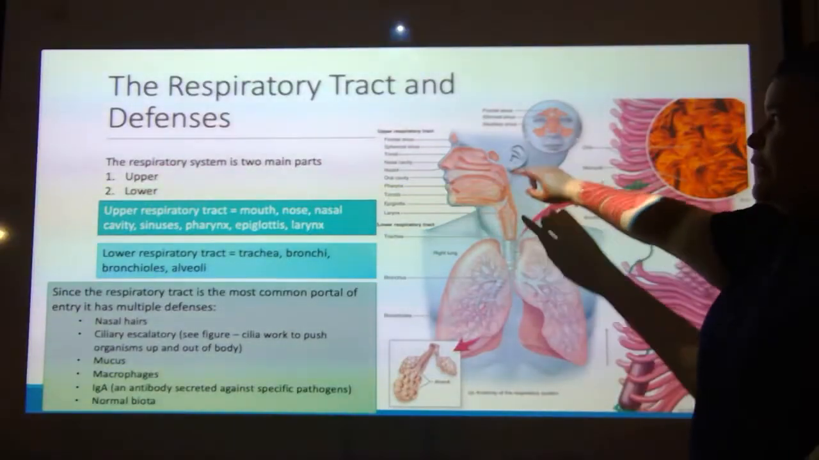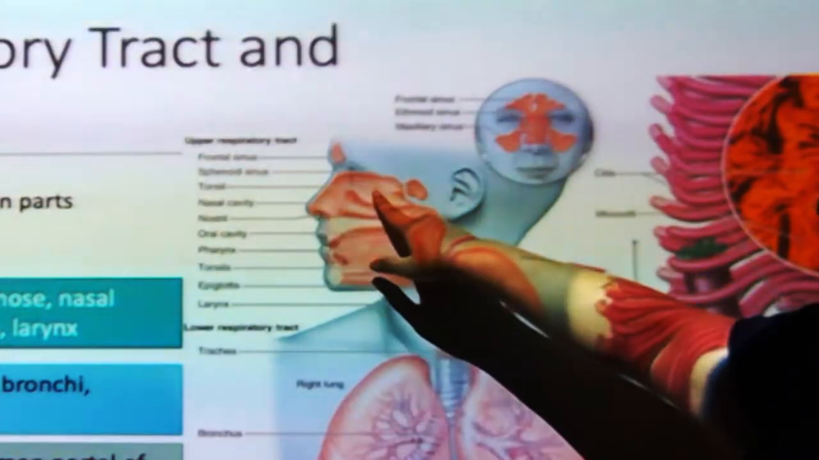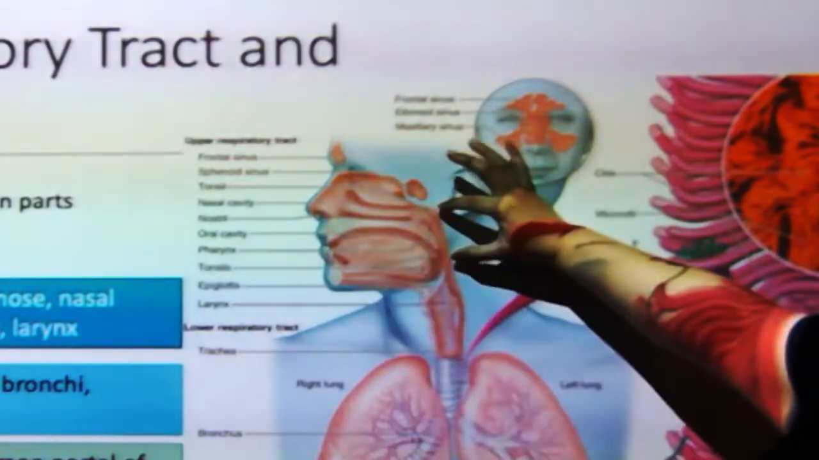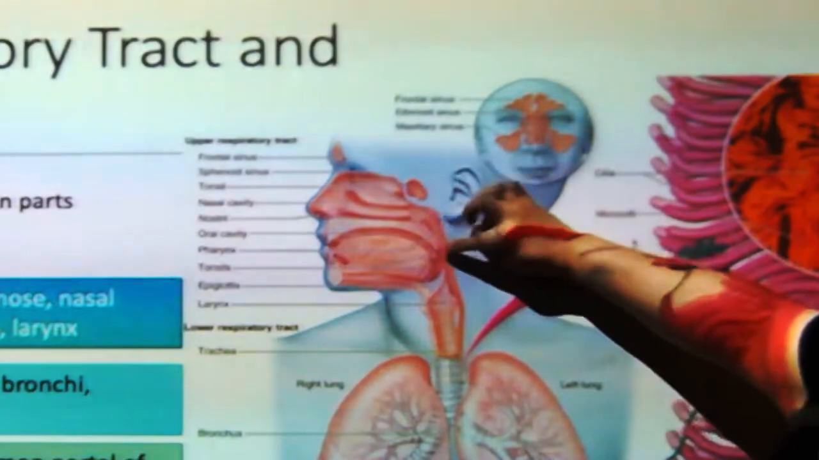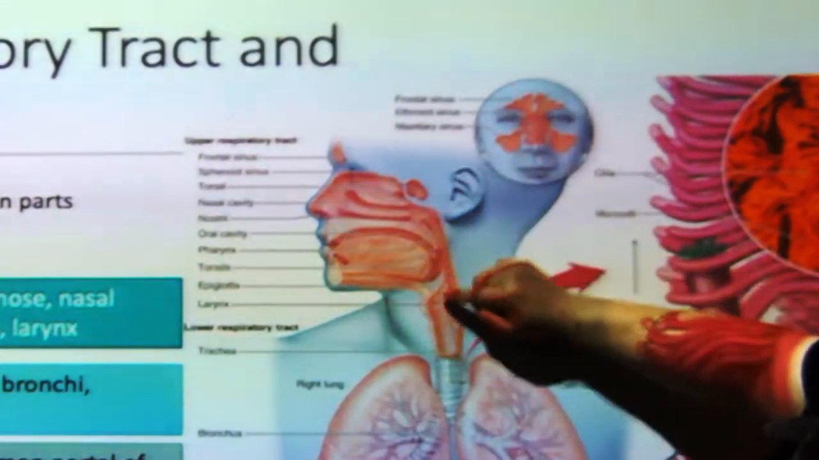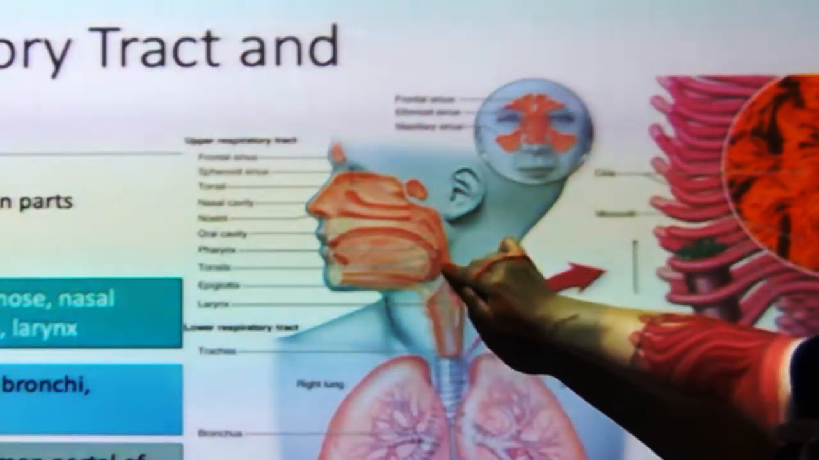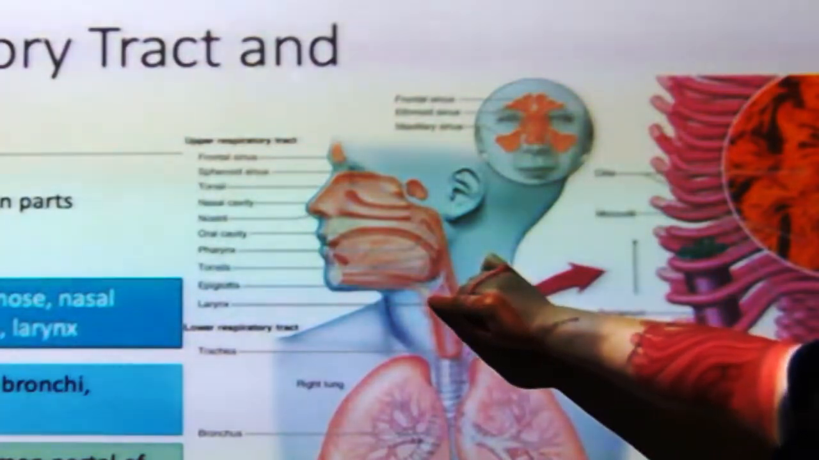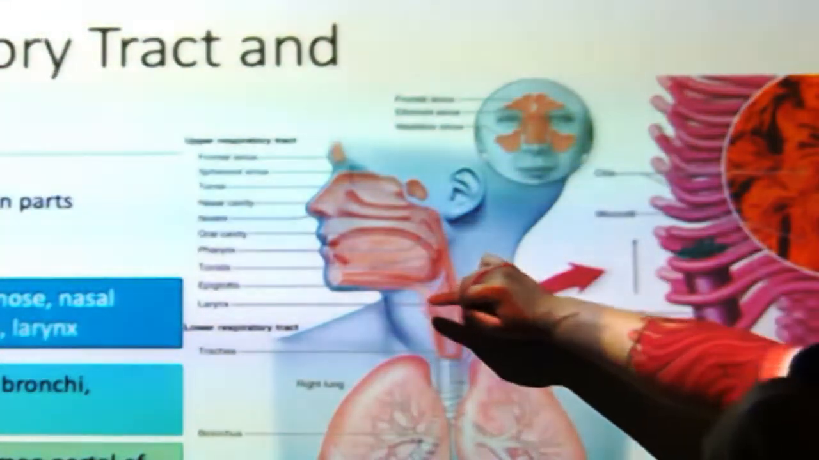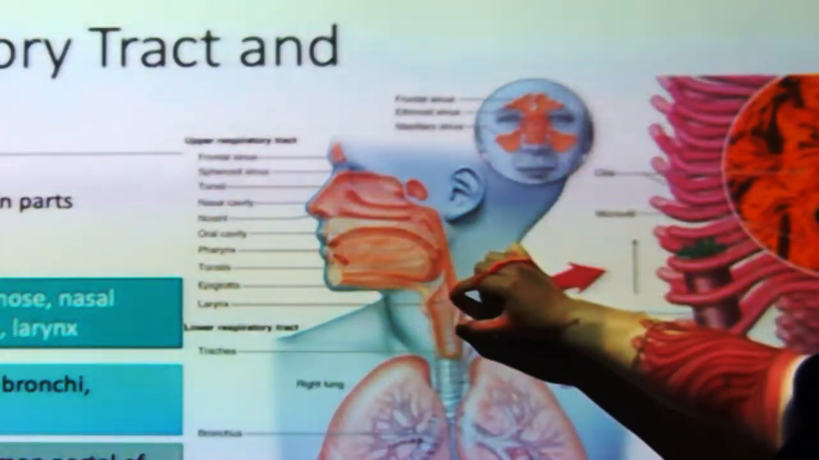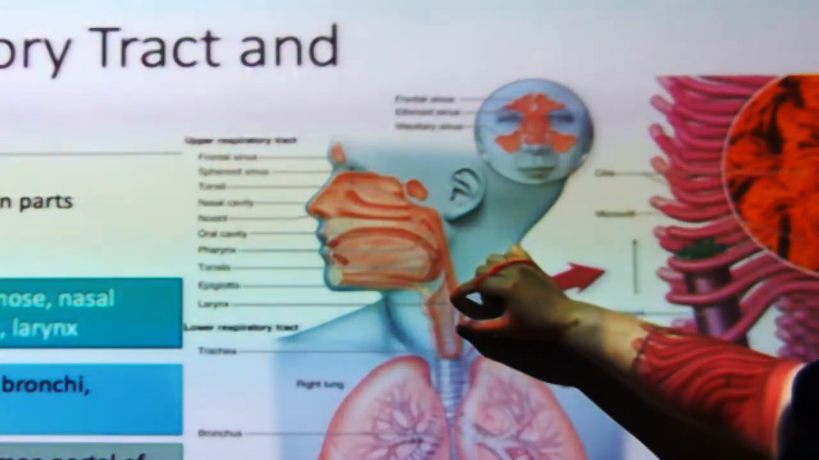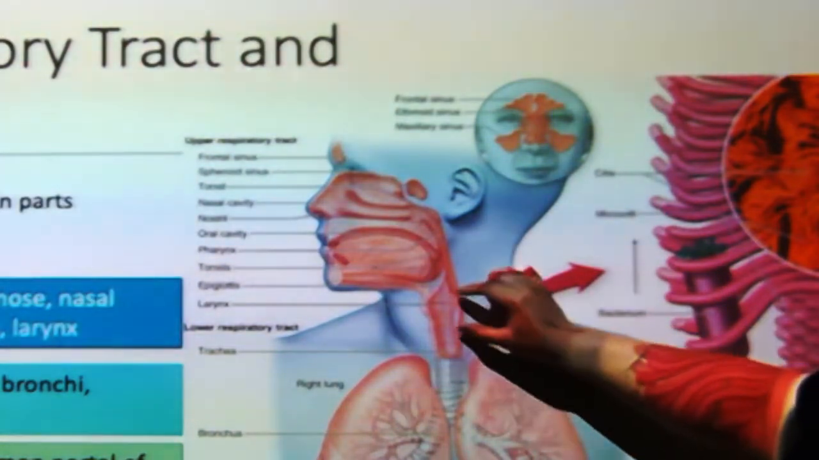The upper is going to be your nose, your nasal cavity, your mouth. The pharynx, which is the back of the nose, the back of the mouth, and the upper part of your throat. The epiglottis, which is this little flap right here. This is the thing that flaps over and covers your breathing tube when you swallow. And then the larynx. The larynx is the voice box. It's where your vocal cords are. And it sits right above the trachea.